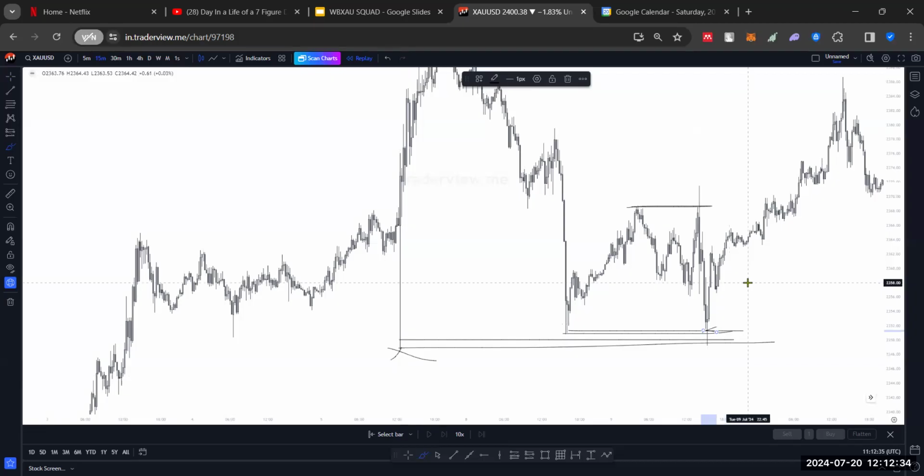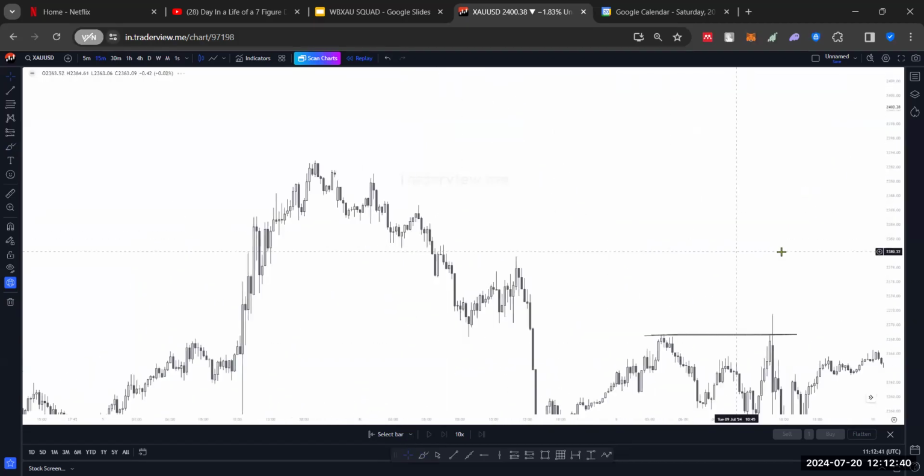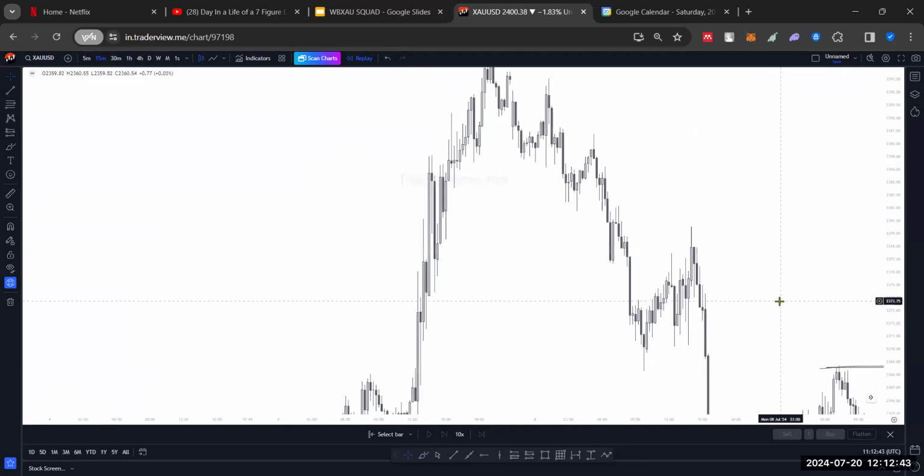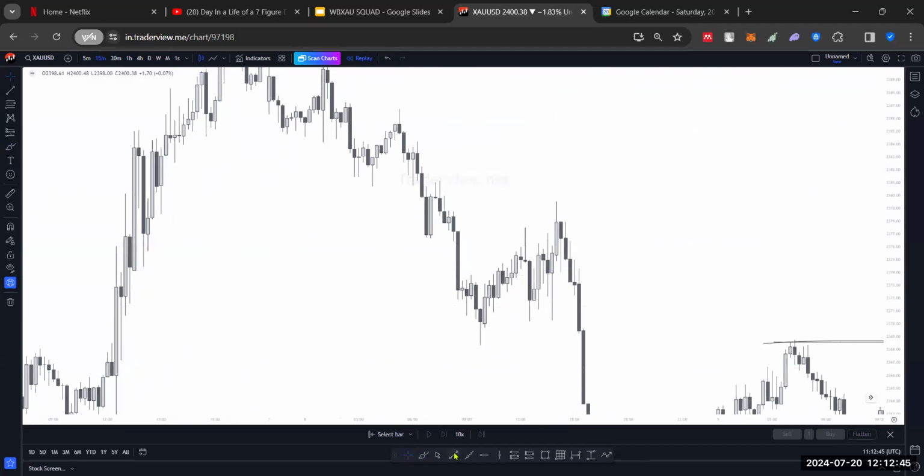Why? Because you already gave me an MSU into that level, okay? The same thing for this level. So it could be for continuations, it could be for reversals. It's just a sign that price gives you an intent. Price is showing you its hand. And that's why I said price will not do anything without showing you what it wants to do.